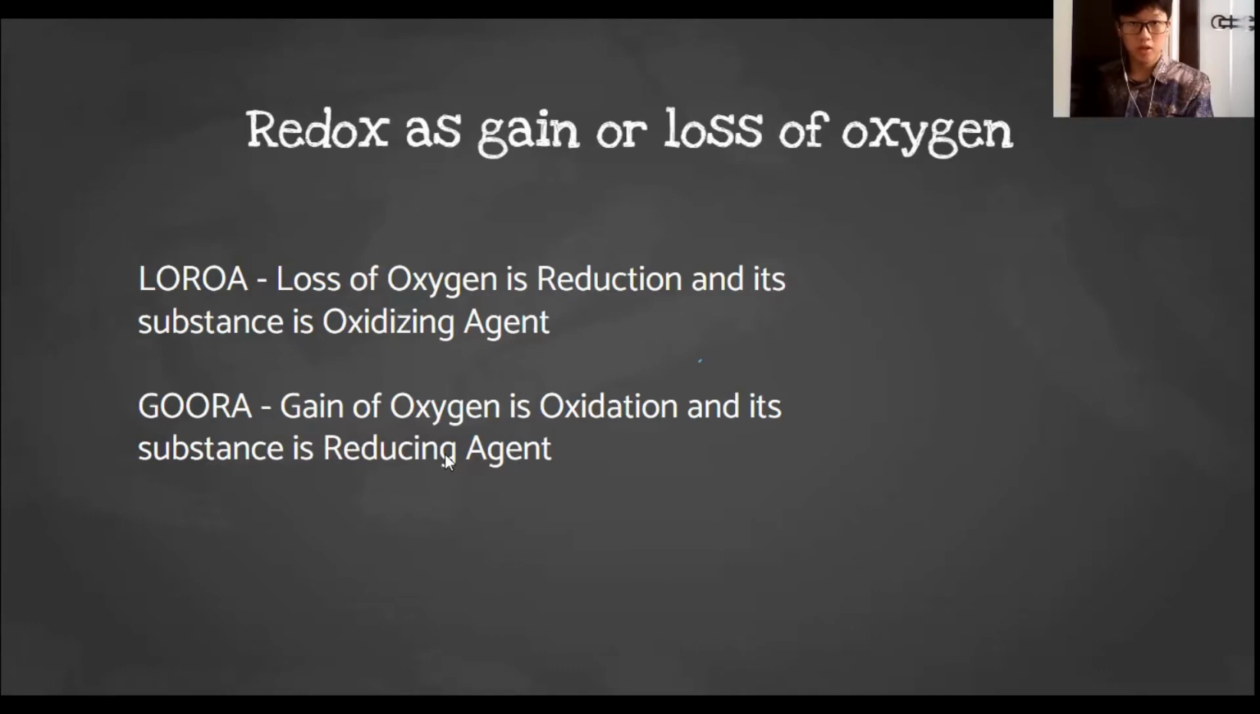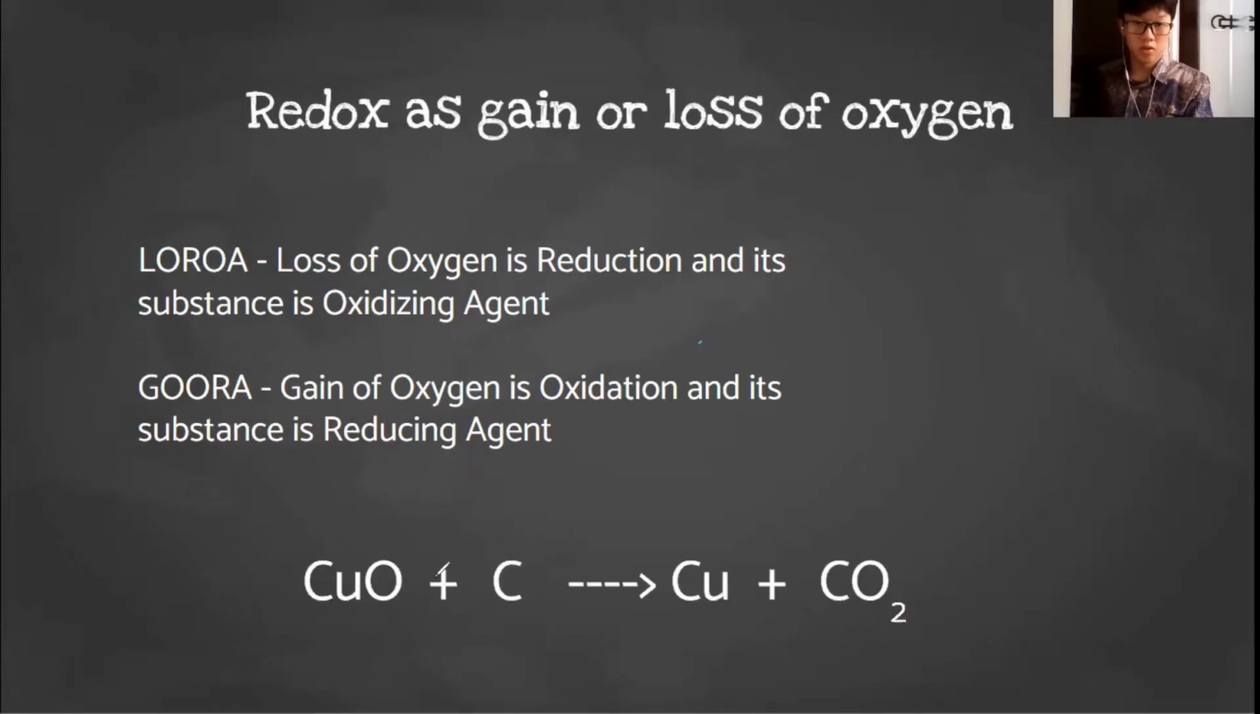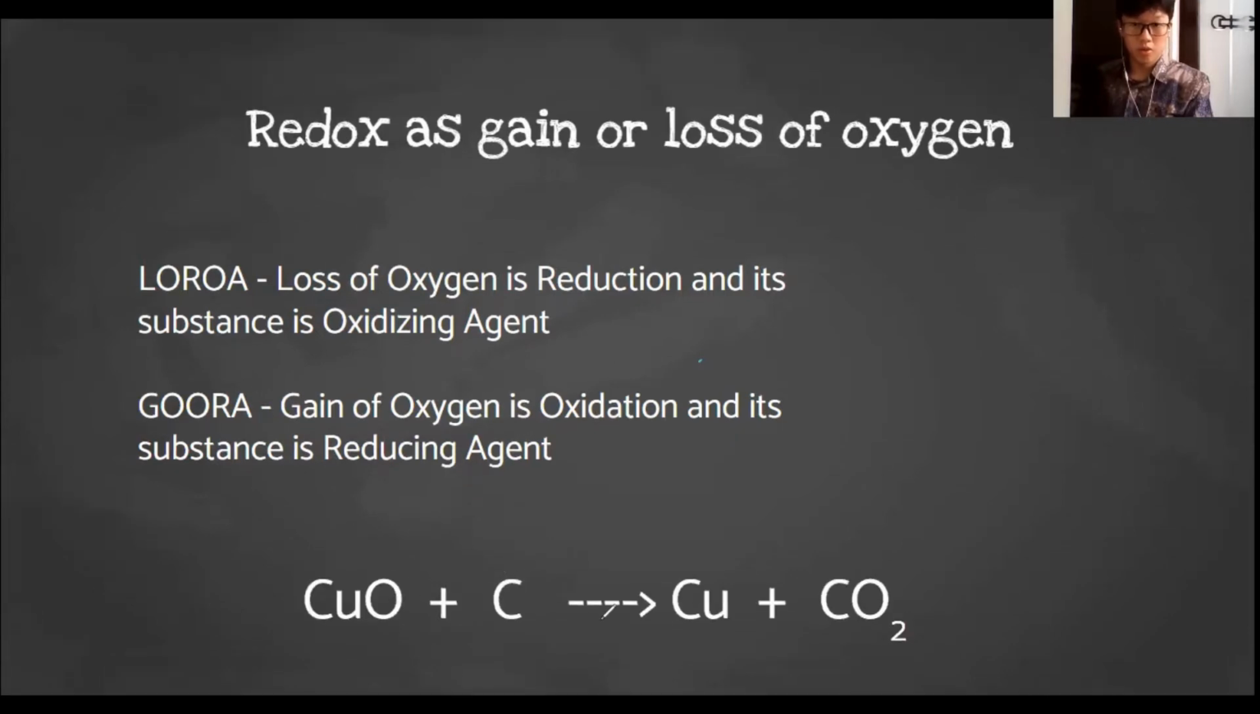So for the example here, as you can see, copper oxide with carbon will yield copper and carbon monoxide. So how do we tell which one is the oxidation and which one is the reduction? Well, we follow the acronyms above.